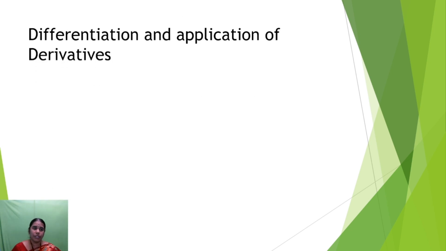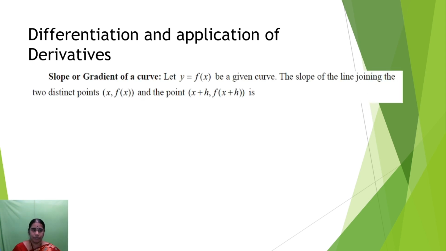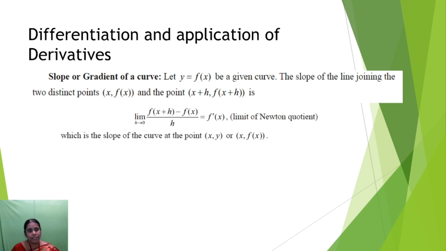Next we go to the next section, differentiation and application of derivatives. First we have to find the slope. What is meant by slope? Slope is otherwise called a gradient. The definition for slope is f dash of x equal to limit h tends to 0 of f of x plus h minus f of x by h. It means the slope of the line joining the 2 points x and x plus h is given by this. Slope at the point x comma y, or x comma f of x. This is the definition.